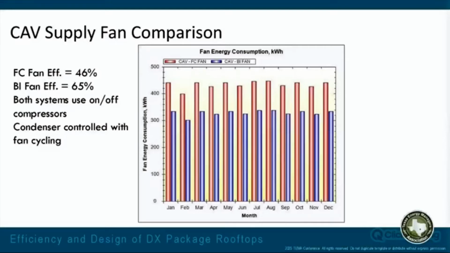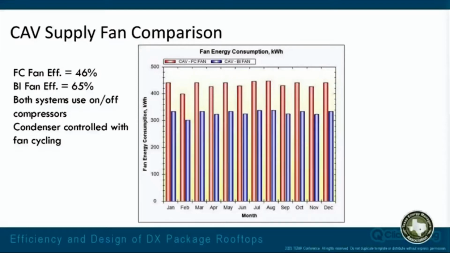Both of these systems use on-off compressors, and both of them have the condenser fan controlled with a fan cycle switch, meaning the condenser fan is going to come on with the compressors. And you can see there, just by changing the efficiency of the fan, we can change the amount of energy used in the system. And that's going to become a big deal later, because in any given year, the HVAC system, the #1 user of energy in that system is going to be your supply fan.